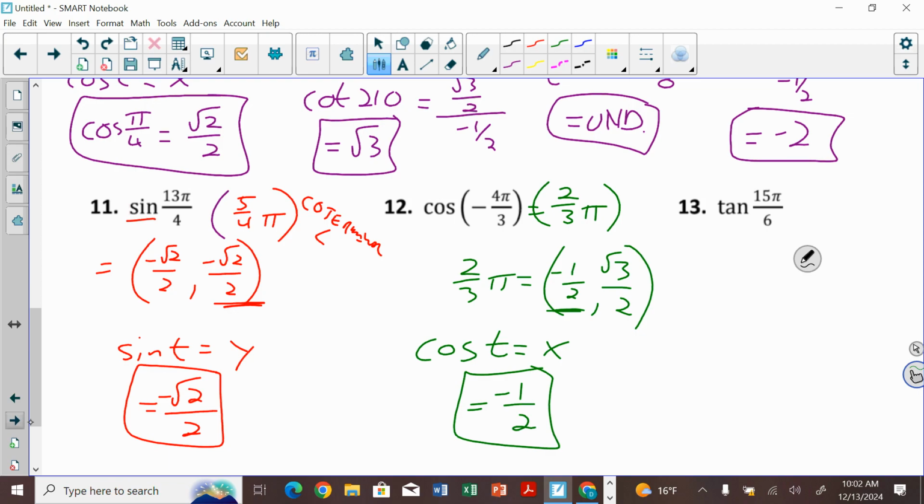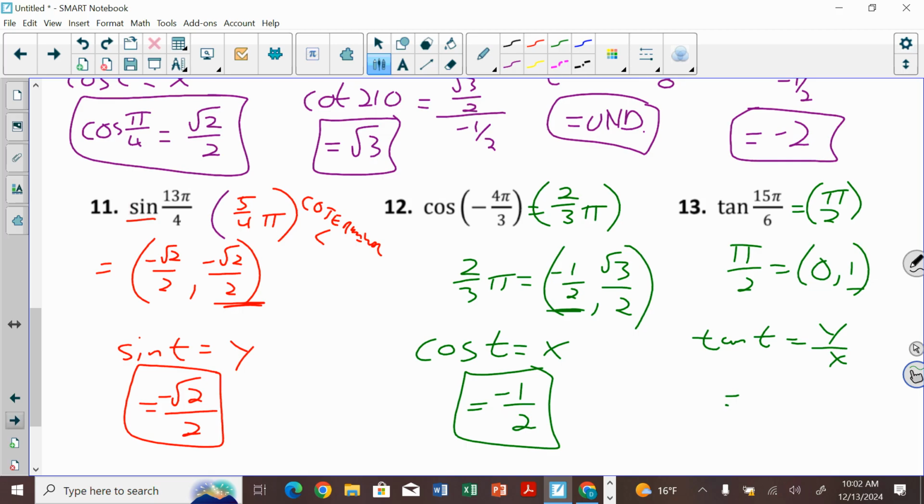And the last one, we've got 15/6 here. Again, I'm going to have to count the circle. I'll save that work for you and say it's pi over 2. That's the equivalent, and you can count that out using 6s. That is equivalent to the point 0, 1. So tangent of t, we know, is y over x. So it'd be 1 over 0. Can't have 0. Undefined.